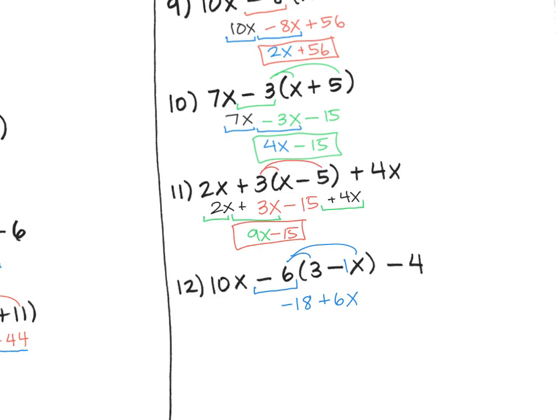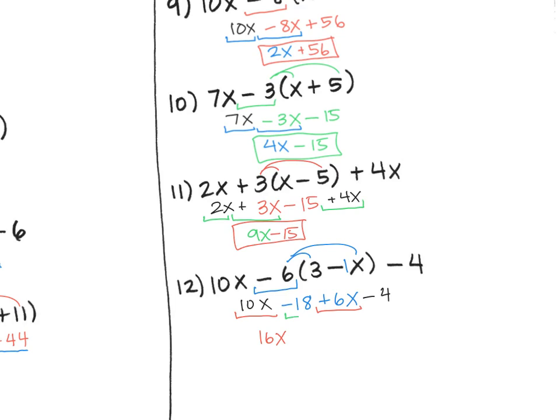Okay, let me try to bring down the 10x and the 4. What is that? That's a minus 4. Now when you combine like terms, it doesn't matter if you do the x's first or the constants first. I like to do the x's first. So 10x, where's another x? Right here, plus 6x. 10x plus 6x is 16x. Okay, we're okay so far.